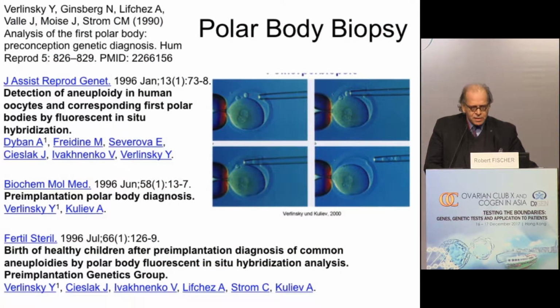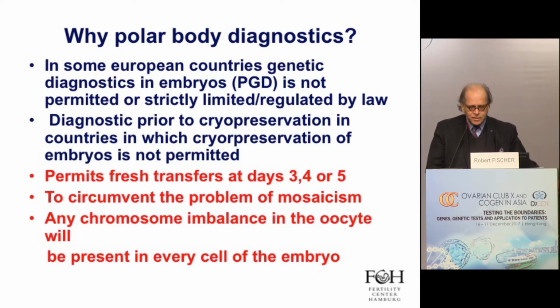Polar body biopsy was first presented by the Verlinsky group in 1990, and many other publications followed after that. And somehow it got a little bit forgotten. In some countries, like my country Germany, we cannot do PGS on the embryo, and even doing polar body genetic screening took many years. Only in 2002 was it allowed by the ethical committee to perform polar body genetic screening.